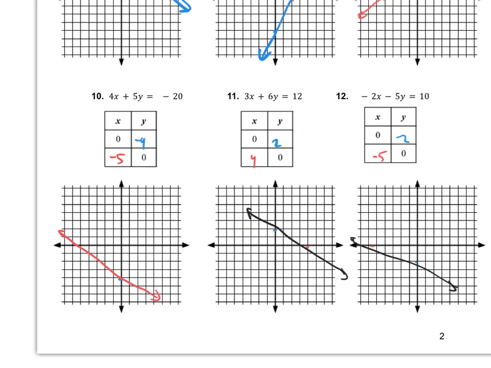Here's my line. If I change y to 0, 10 divided by negative 2 is negative 5. And if I change x to 0, 10 divided by negative 5 is negative 2. So these are my lines using x and y intercepts. We're going to use this concept in a moment when we get to graphing inequalities.